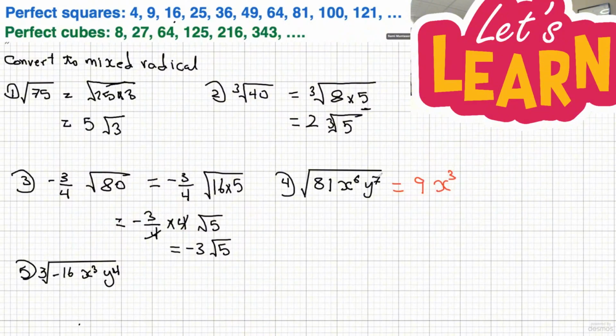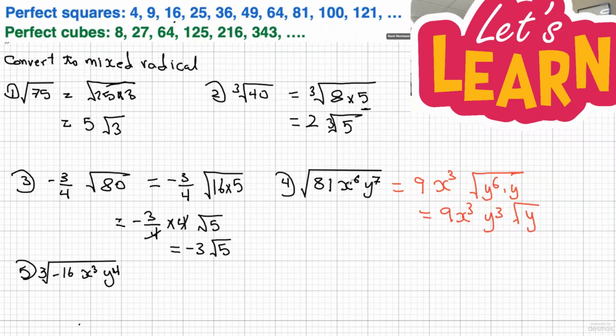Y to the 7, you cannot have the 7 here because it's not a perfect square. You cannot have the 7 here because 7 times half is going to give you a decimal. So what you need to do to the y, you need to change it into y to the 6 times y. Now you see how y to the 6, you could half the 6 and therefore it becomes y cubed. But the 1, you cannot have it, so that's just going to stay as square root of y.